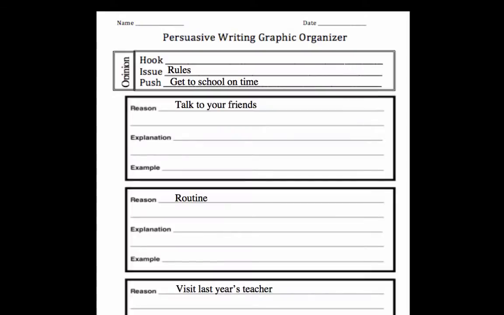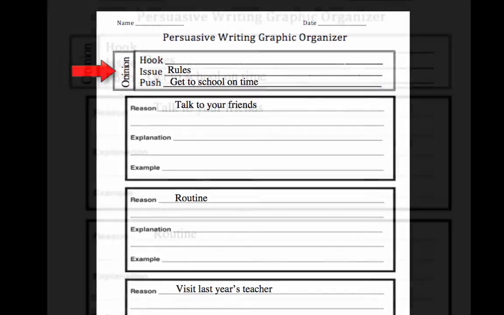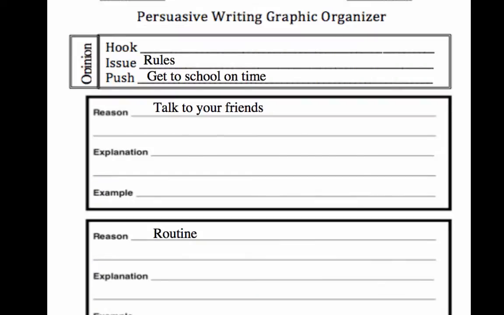Write your name and date on the top of your persuasive writing graphic organizer. The top of your graphic organizer has a hook, issue, push section. This is the same opening paragraph you wrote for your other 5th grade persuasive writings. On the line for issue, write rules. Your principal has to decide on the best rule to keep. In the push section, write the rule that you want her to keep. In my example, it's get to school on time.